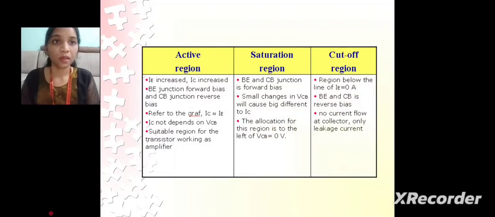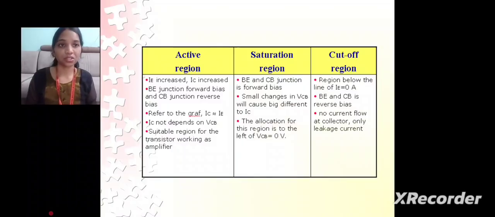Then we are differentiating between the active region, saturation region and cutoff region. In the active region, if you can see, IE increased, IC increased, and the BE junction is forward biased and the CB junction is reverse biased. Refer to the graph. IC is equal to IE. IC does not depend on VCB. It is the suitable region for the transistor working as an amplifier. Saturation region. Saturation region is also known as leakage current.